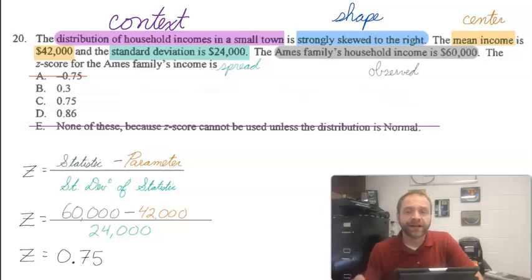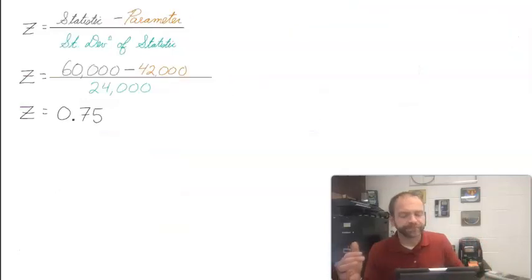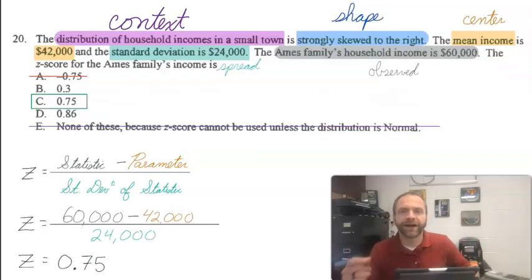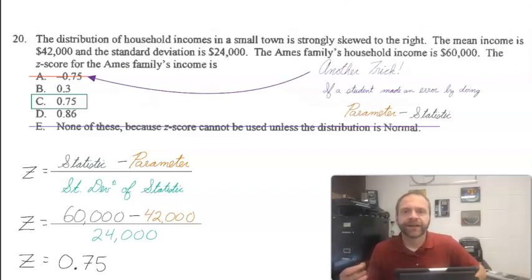Now I do want to be careful, there's one thing to be aware of. What if I would have done the wrong direction in a way? If I would have done the parameter minus the statistic, so 42,000 minus 60,000, that would have also been where that negative 0.75 came from.